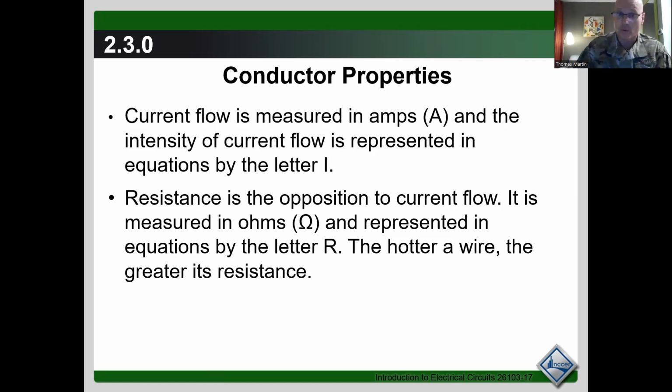It is measured in ohms. This is the symbol, the omega symbol, and it's represented in the equations by the letter R. The hotter a wire, the greater its resistance. Now, what they're saying is, let's say, for example, I'm putting a battery to a large piece of copper, like the copper that you guys have been putting your devices together with, then it's not going to get real hot, is it?